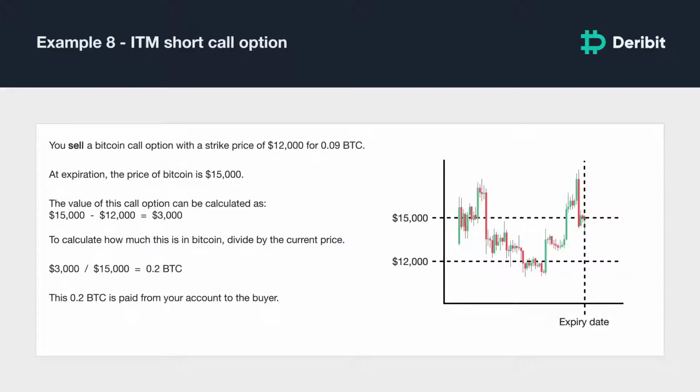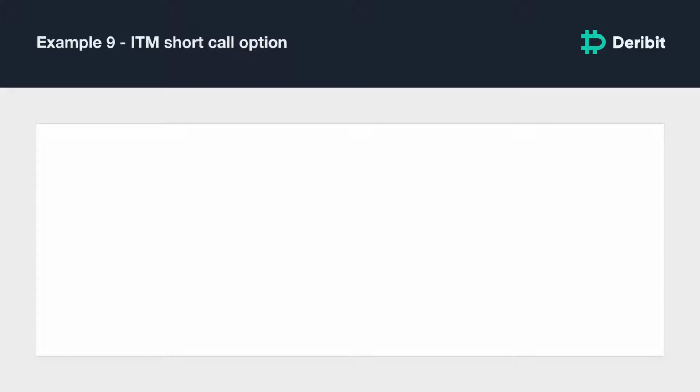To calculate your final profit and loss for this trade, you subtract this number from the premium you originally collected, which was 0.09 BTC. As a function, this would be 0.09 BTC minus 0.2 BTC. This works out to negative 0.11 BTC, or your position made a loss of 0.11 BTC. Let's do another example where you made a profit though.